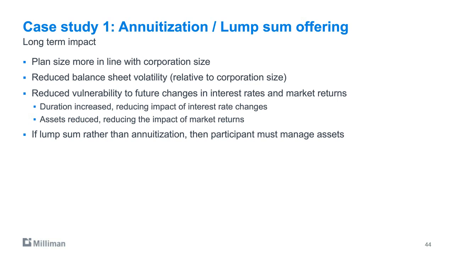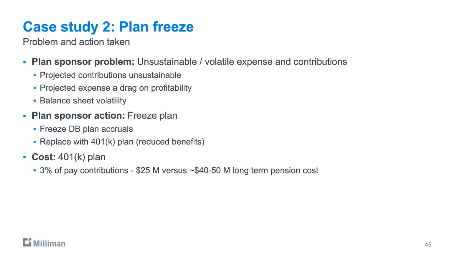Our second case study is one that some of you may be familiar with, a plan freeze. In this situation, the company decided that the plan was unsustainable. The expense was too volatile, the contributions were too volatile, there's too much expense and too much contributions. So what the plan sponsor decided to do in this case was freeze the plan. So they froze defined benefit accruals. Now, if you freeze a defined benefit plan without providing a backup plan, there'll be rioting in the streets.